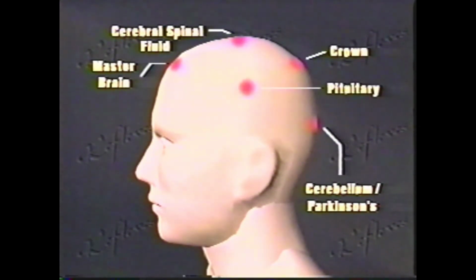The pituitary reflex is found on the upper left side of the head above the ear. And the pineal gland reflex is found on the forehead between the eyebrows. There are 5 ear reflexes. They are ear infection or inner ear reflex, which is located behind the ear in the crease.